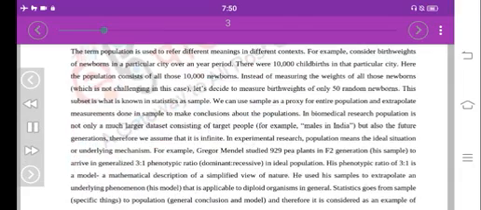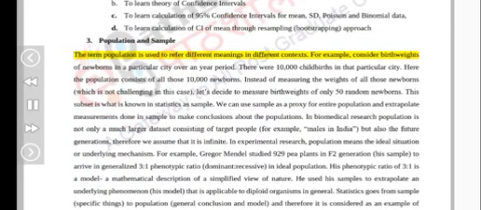3. Population and sample. The term population is used to refer to different meanings in different contexts. For example, consider birth weights of newborns in a particular city over a year period. There were 10,000 childbirths in that particular city. Here the population consists of all those 10,000 newborns. Instead of measuring the weights of all those newborns, which is not challenging in this case, let's decide to measure birth weights of only 50 random newborns. This subset is what is known in statistics as sample.